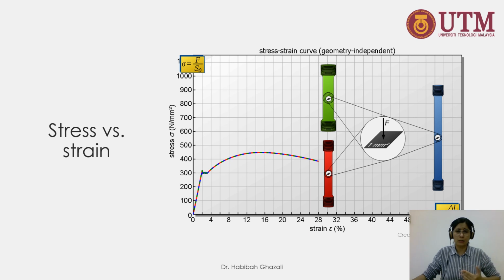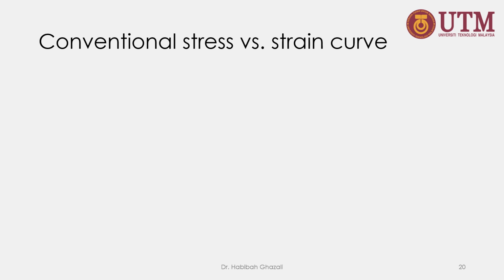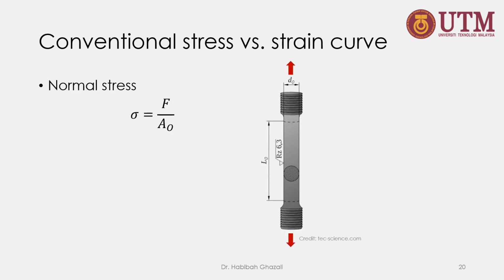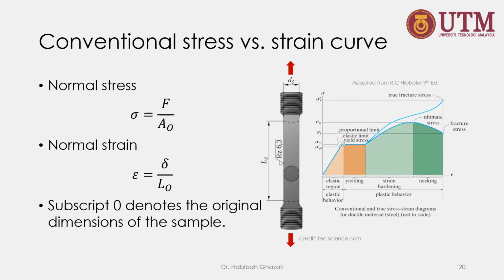And using this way, the purely material dependent, geometry independent curve can be obtained. So if the corresponding values of stress and strain are plotted, so that the vertical axis is the stress and the horizontal axis is the strain, the resulting curve is what we call the conventional stress-strain diagram.